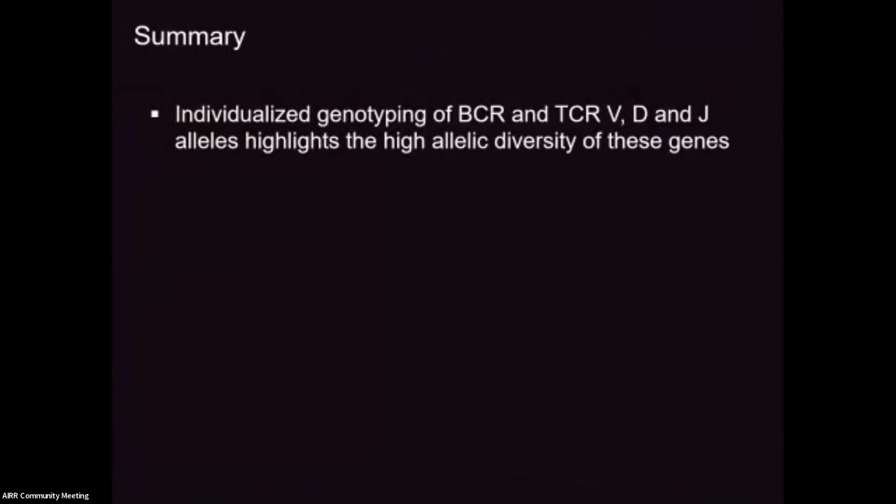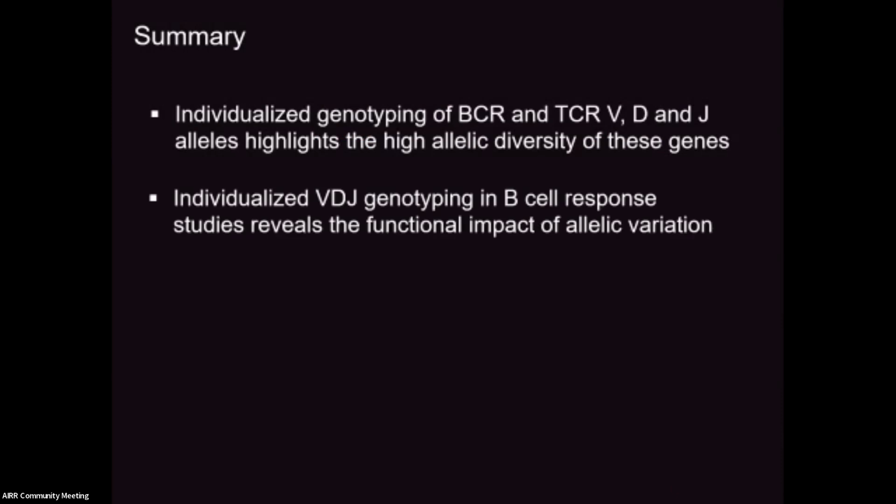Now, I haven't looked at the clock, but I will summarize and say that we strongly feel that individualized genotyping of both the BCR and TCR V(D)Js highlights the allelic diversity and is important as we go forward in various settings to look at functional responses. Otherwise you miss things, the devil is in the detail. If you don't know what allele the person has, you may be missing things. And we have an example in the COVID work that I showed you that this does matter for functional antibodies, to generate certain types of neutralizing antibodies.